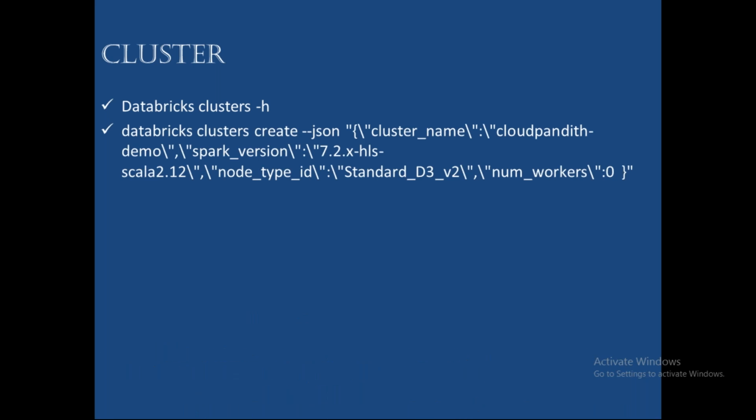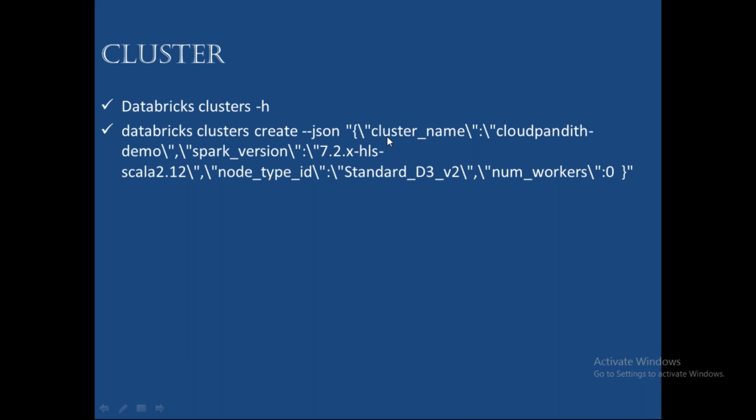Now, this is how you are going to create a cluster. databricks clusters create. This is the JSON script you need to pass. When you pass this JSON script, I have passed the mandatory things here. There are a lot of things it will take as default, but the mandatory things I have passed. You will come to know what are the mandatory things required for creating the Azure Databricks cluster.